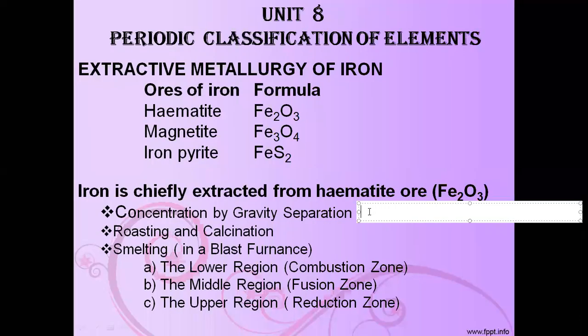The first method is concentration by gravity separation. In this method, we take powdered ore. The iron powdered ore is washed with a stream of water. In this process, the lighter particles or impurities are washed out in the stream of water, and the heavier ore particles settle down.